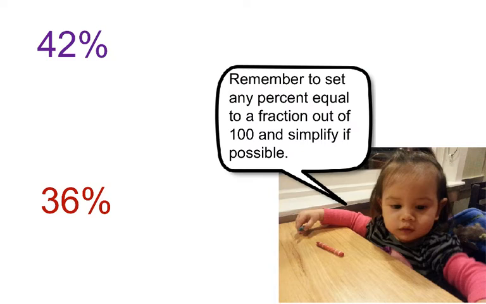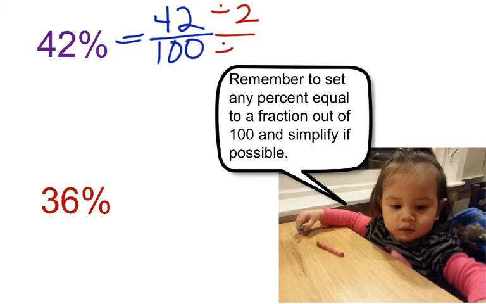So if we look at 42%, that can give us 42 per 100. Or, because we can factor out a 2 in both of these cases, and of course we want to simplify if possible, that would give us 21 over 50. And that is in simplest form. So 42% is 21 over 50.